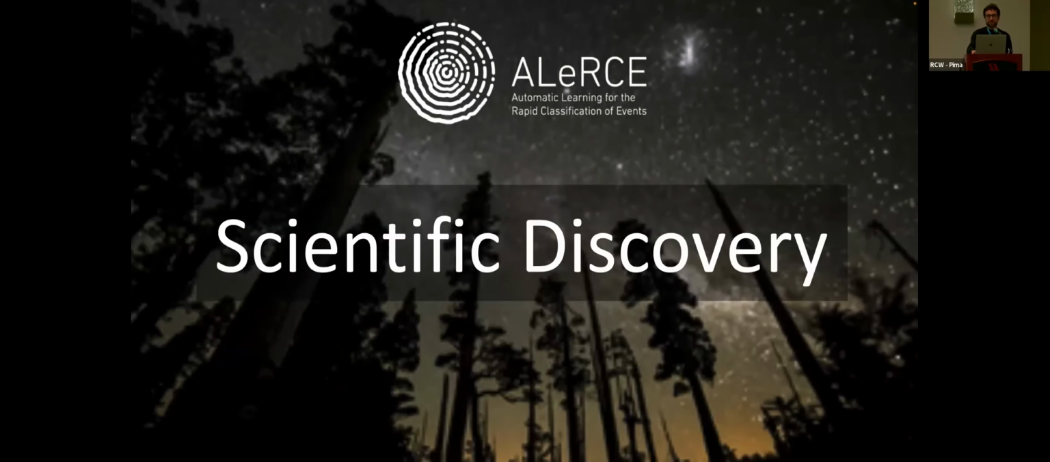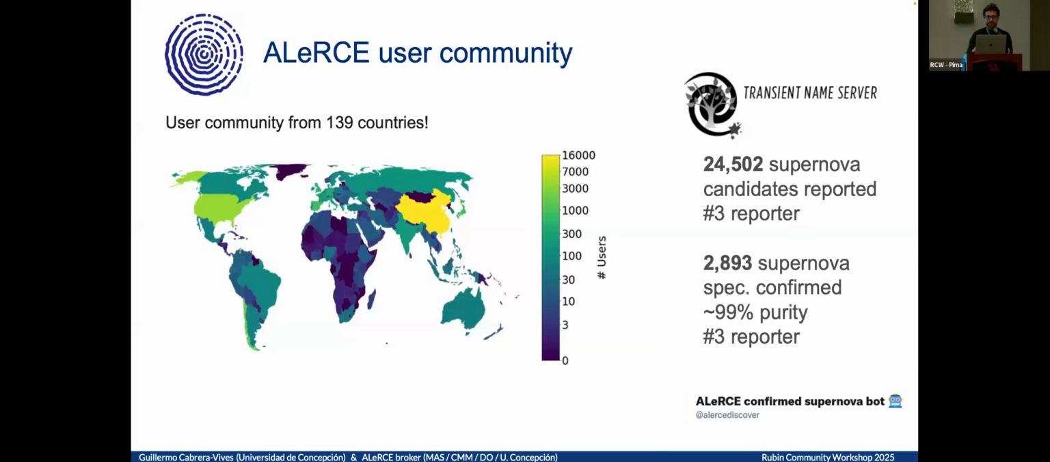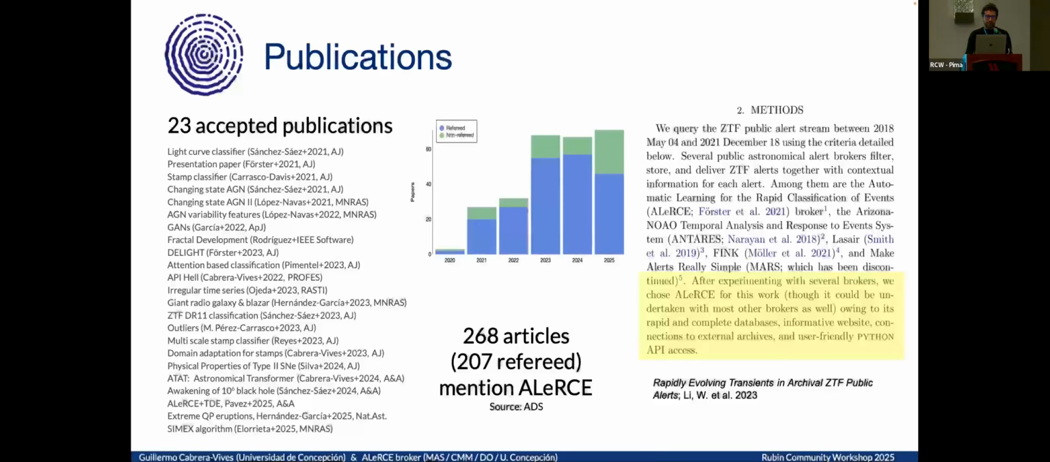Some examples of scientific discoveries that have been made with Alerce. Well, we have a community of users from 139 countries. We are the third reporter on supernova candidates to TNS. We are also the third reporter in terms of supernovas that have been spectroscopically confirmed. So we're very proud of this. We have around 20 accepted publications, and these over here are the publications that reference Alerce.